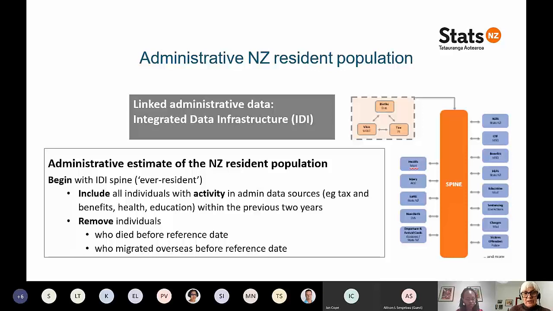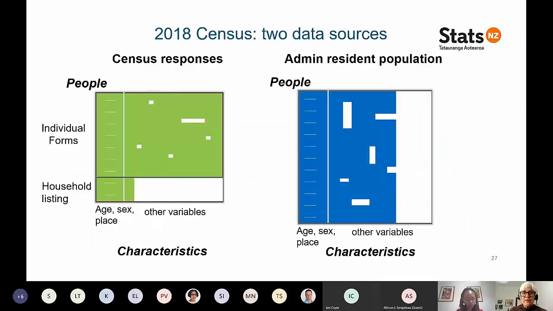And then, for the 2018 census, we had 2 sets of information about the population. So we had the census responses in the green there. So we have a list of all the people who returned individual forms, and we also had some people who were only listed on a household form and didn't give us an individual form. And for the people that filled out forms, we had most of the information for the variables that are asked for on the census form. However, that was incomplete by quite a long way, really.